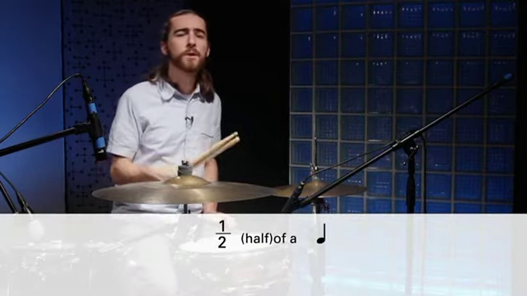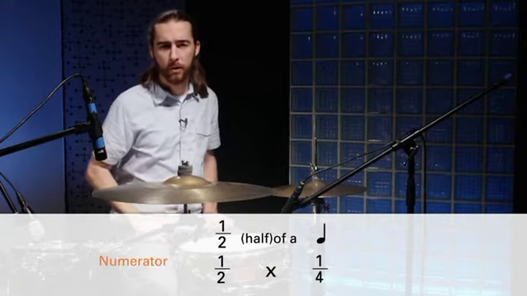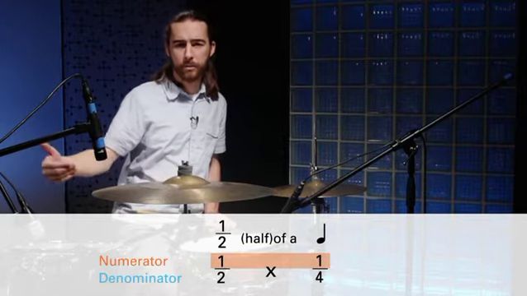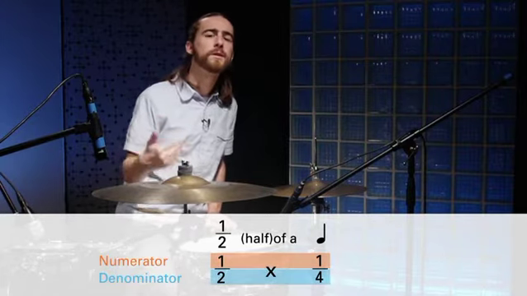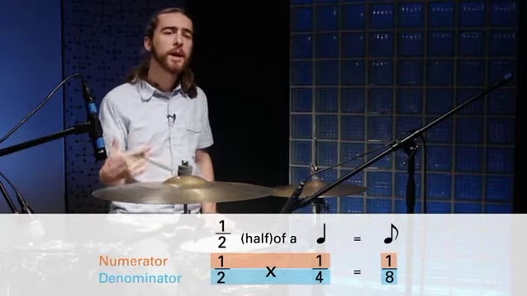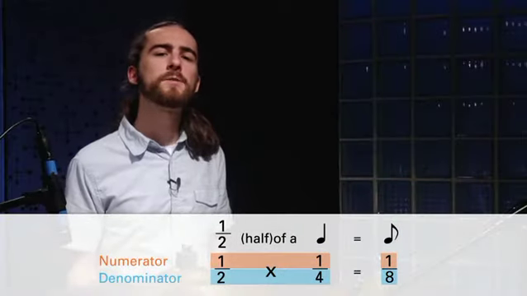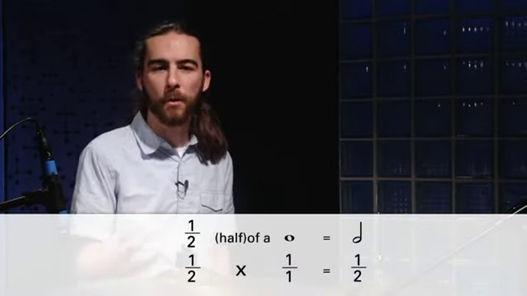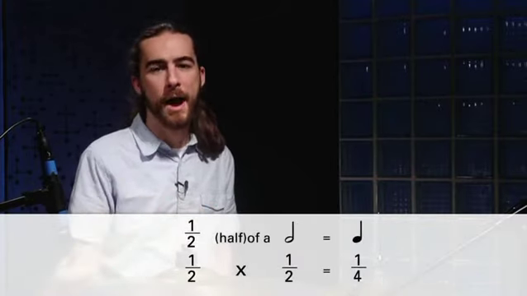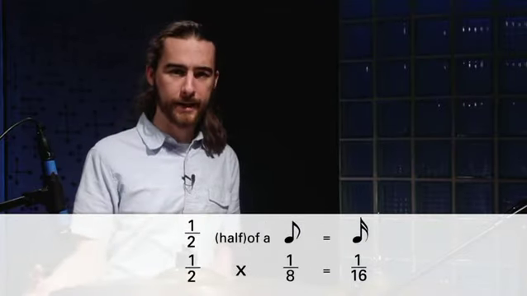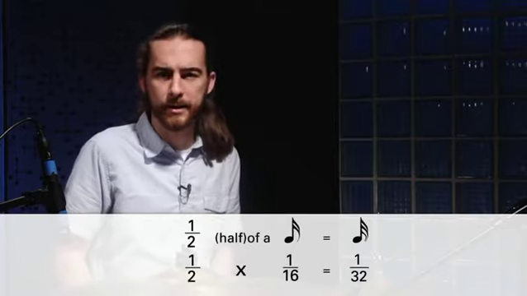For example, if we're finding half of a quarter note, we interpret that as 1/2 times 1/4. When multiplying fractions, we multiply the numerators to get a new numerator, and we multiply the denominators to get a new denominator. The product is 1/8, or in musical notation, an eighth note. We can utilize this method to subdivide all the values to get the next note. Half of a whole note is a half, half of a half is a quarter, half of a quarter is an eighth, half of an eighth is a 16th, and half of a 16th is a 32nd.